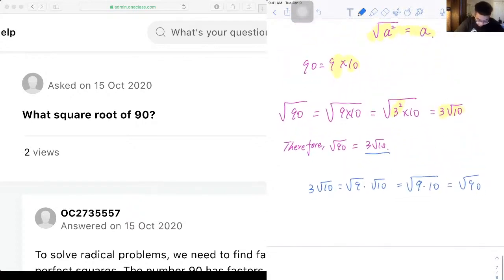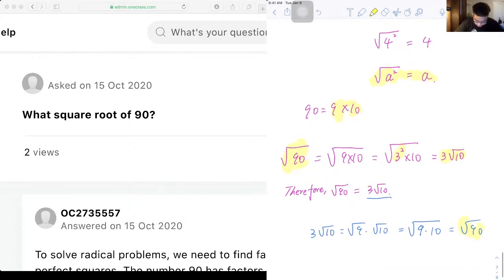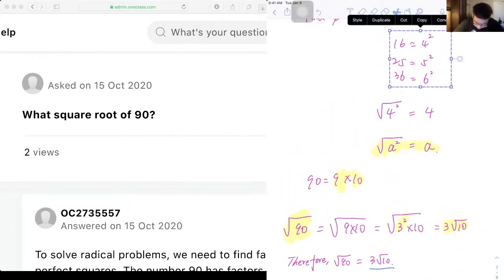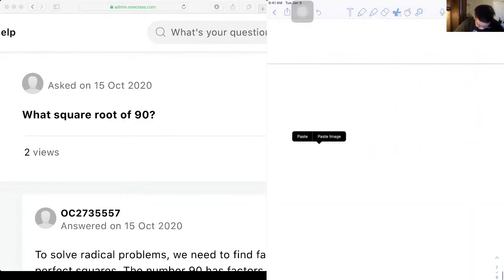And you find out that that's exactly what we have in the question, so our answer is correct. Okay, and let me just write a couple more perfect squares for reference.